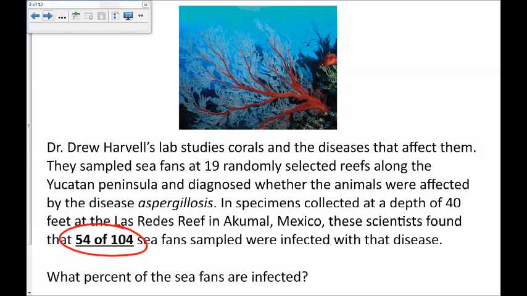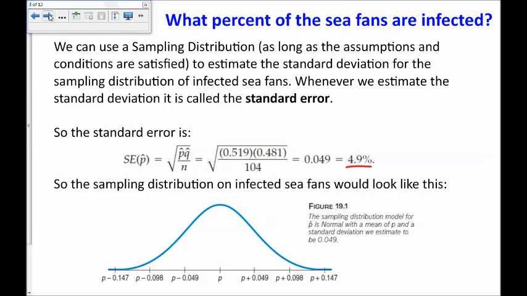Even if you do everything correctly with getting a random sample, it's hard to tell exactly what percent of sea fans are infected. We can answer this question using a sampling distribution, as long as the assumptions and conditions are satisfied, which means that the sea fans are independent of each other, that the sample size is big enough to have a sampling distribution, that the sample was collected randomly, that we sampled less than 10% of all sea fans, and finally we expected to find at least 10 that had the disease and 10 that did not have the disease.